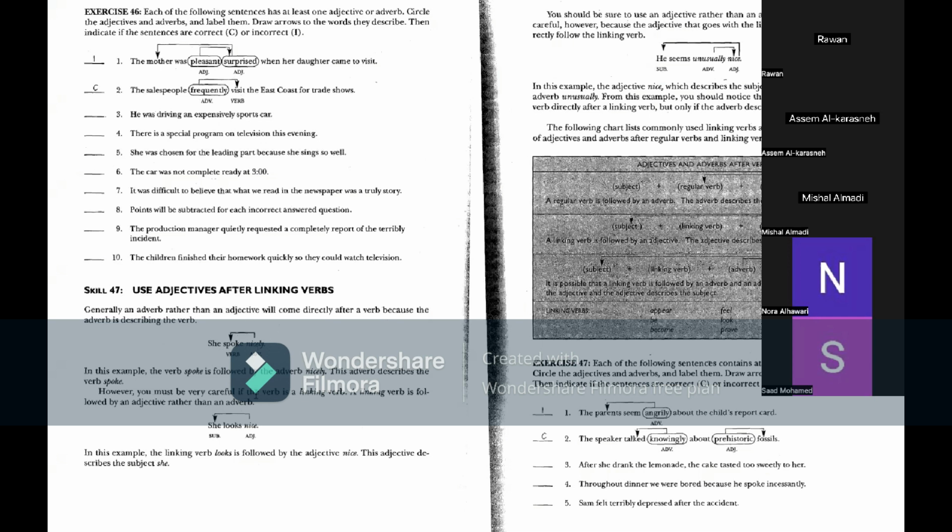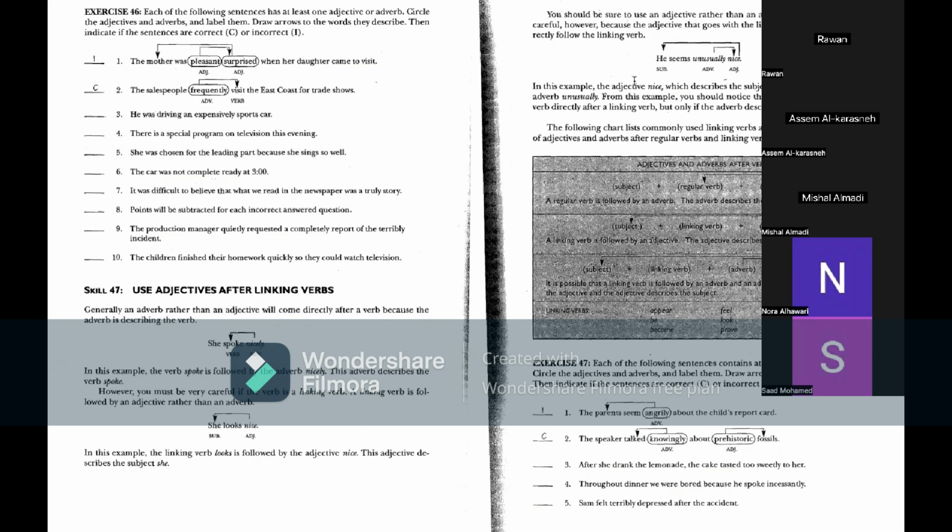It's an adverb. So what is this lesson all about? An adverb rather than an adjective will come directly after a verb. We said, what? An adverb, not an adjective, will come after a verb. This is the verb, right? Because the adverb is describing the verb. So this is fine: She spoke nicely.